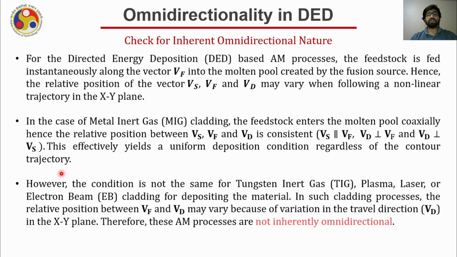However, in the case of tungsten inert gas welding, plasma welding, or laser or electron beam welding based additive manufacturing processes, the process is not really inherently omnidirectional, because in that case the angle between VF, the wire feed direction, and the deposition direction may vary. The variation comes between the angle of the wire feed and the travel direction, and that is why these processes are usually not inherently omnidirectional. They have to make it an omnidirectional process by some arrangement.